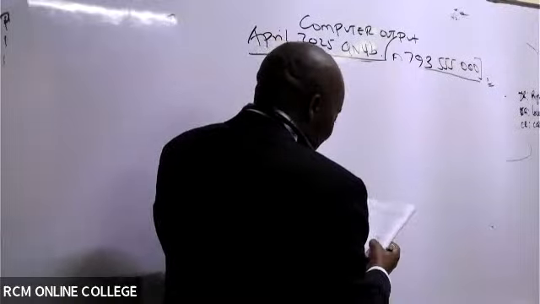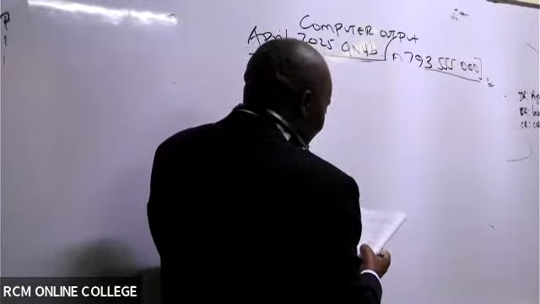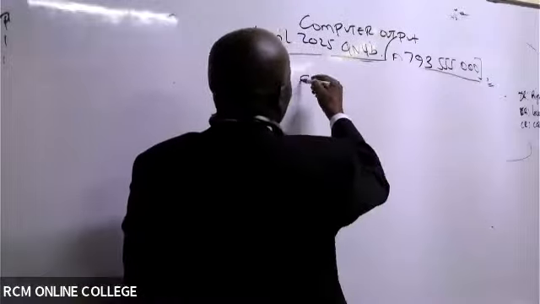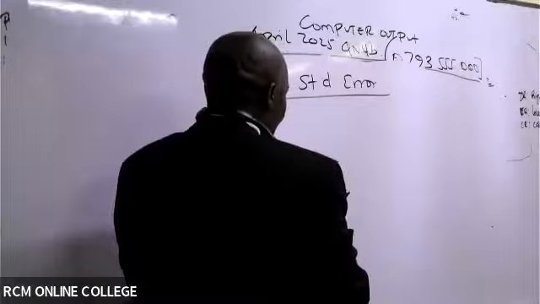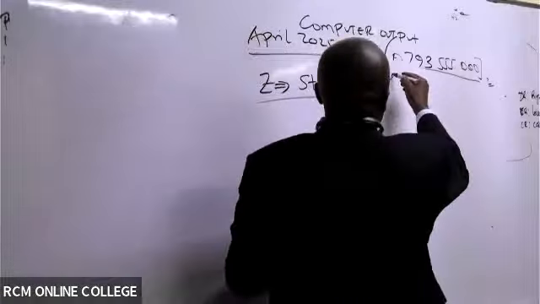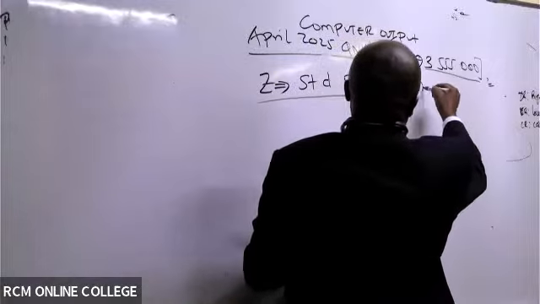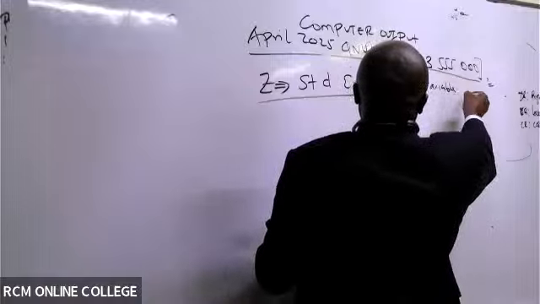Now, if you look at Z, Z is under what now here? Z is under the standard error. It's a standard error for variable x1.